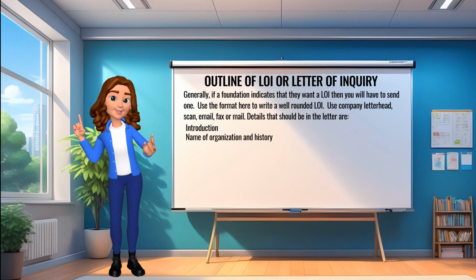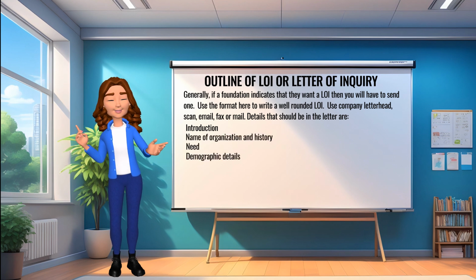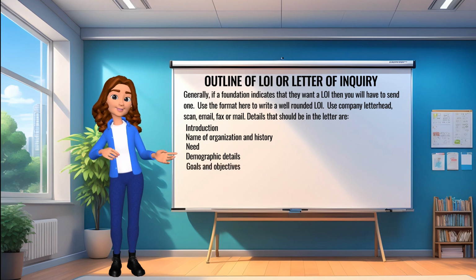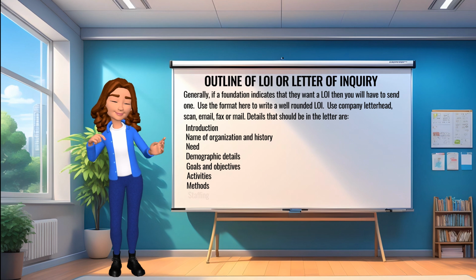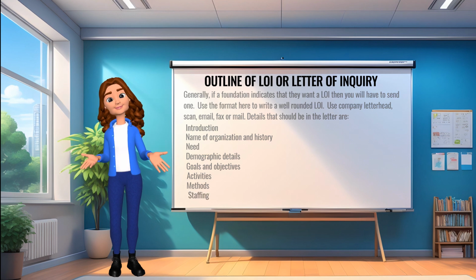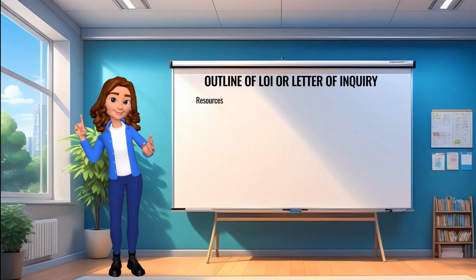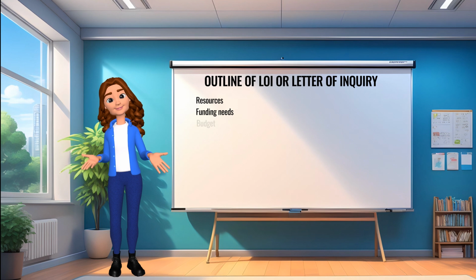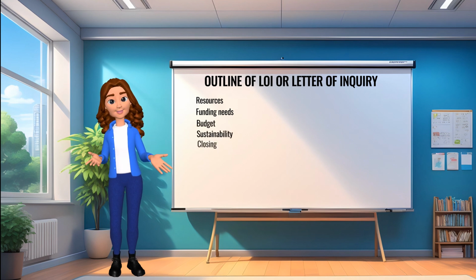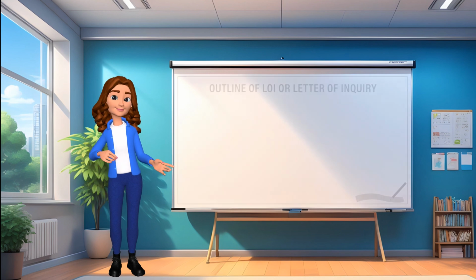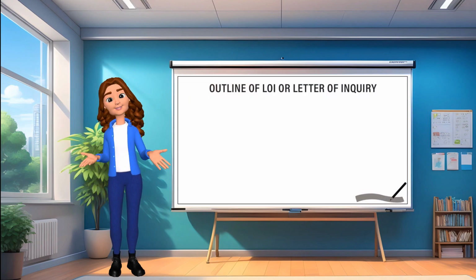Name of organization and history. Need. Demographic details. Goals and objectives. Activities. Methods. Staffing. Resources. Funding needs. Budget. Sustainability. Closing. Outline of LOI or letter of inquiry.